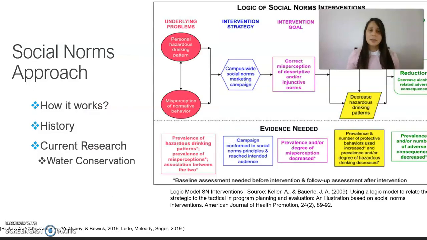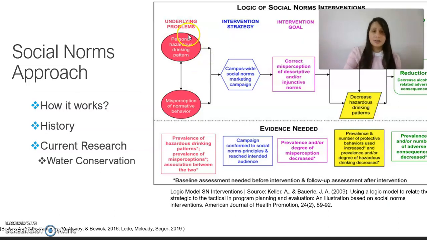So the social norms approach follows a very simple pathway. The initial idea with social norms is to identify an underlying problem, implement an intervention strategy with an intervention goal, and have a positive anticipated outcome.